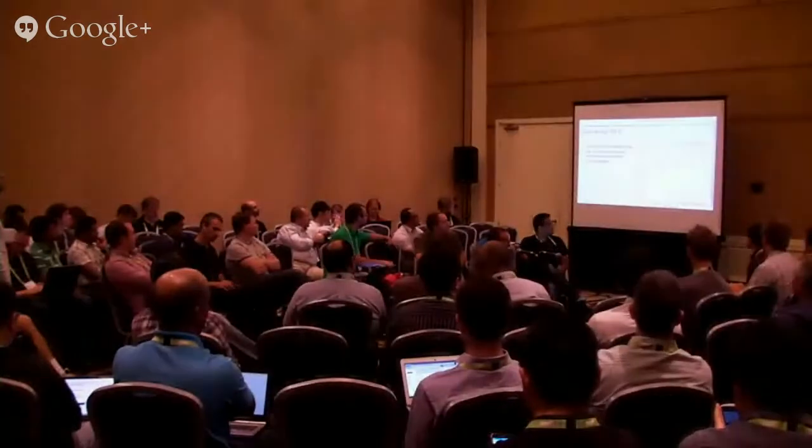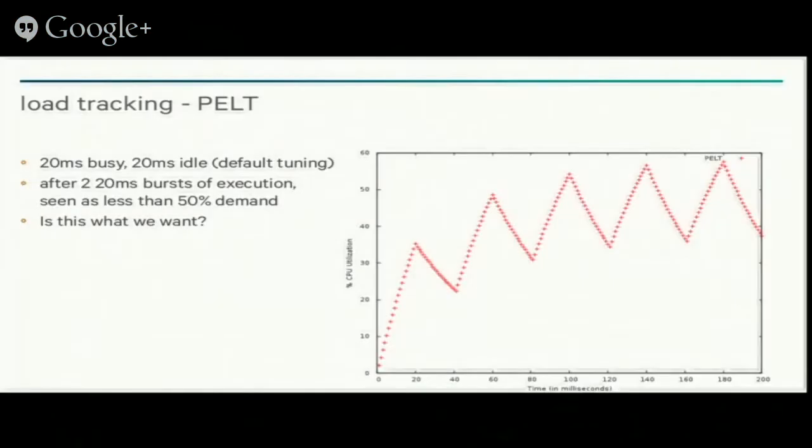So this is a little graph of a task that ran for 20 milliseconds and then slept for 20 milliseconds, repeating that duty cycle. This is the demand that per-entity load tracking will report. I don't have a specific point here other than raising the question: is this what we want? Is this right for CPU frequency management? A task that runs for 20 milliseconds showing up as less than 50%.